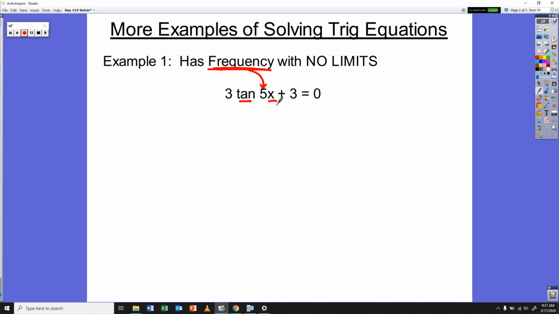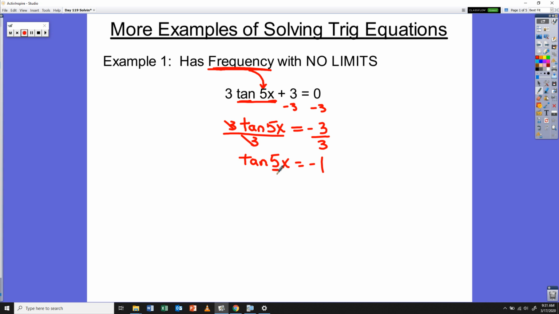So what we have to do is try to isolate this entire trig function by moving the 3 over to the other side. So I'm going to start by subtracting 3 from both sides. And then, of course, I will divide both sides by 3 to get rid of the 3 that's out in front. So we have tangent of 5x is equal to -1. Still, at this point, there's not a way to get that 5 out of there. Dividing by 5 does not get it out of there, so we have to wait.